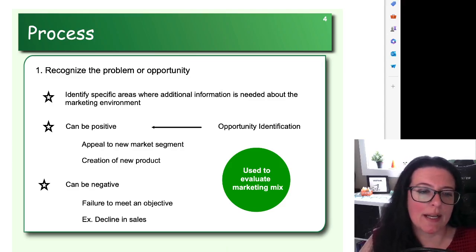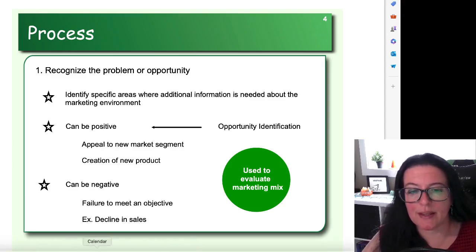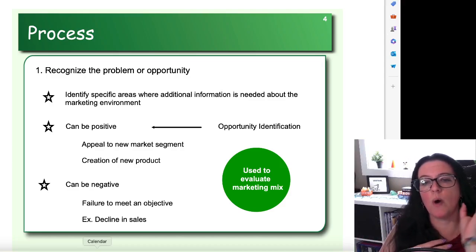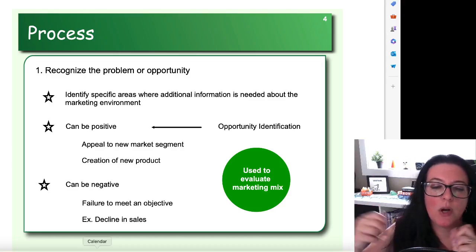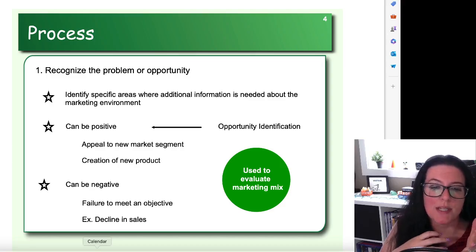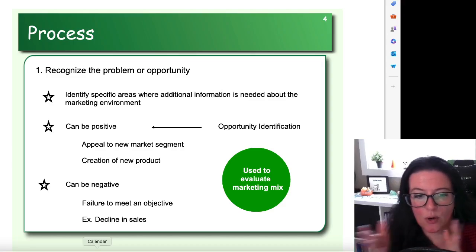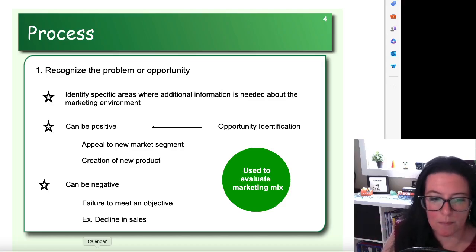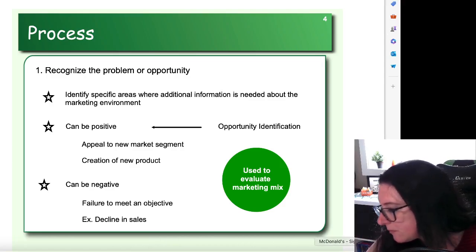Okay, so we're looking at recognizing the problem or the opportunity. The gap can be between what happened and what could have happened, or between what was supposed to happen and what did happen. So it can be negative or it can be positive.